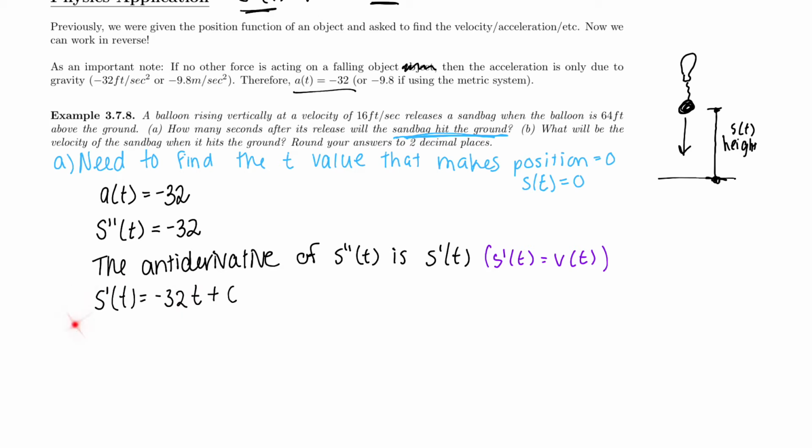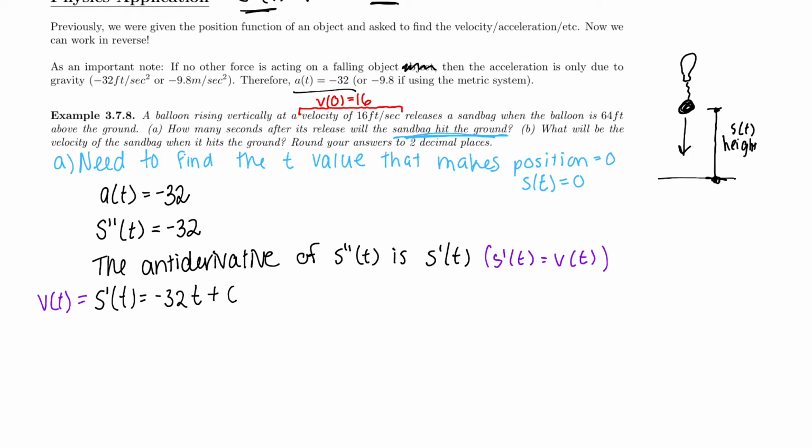Is there any information given to us about s prime of t, which, once again, is velocity? Well, in the very first sentence here, it says it's rising vertically at a velocity of 16 feet per second. And at the moment where it releases the sandbag, that is its rising velocity. So we know that at time equals 0 the velocity was 16. Does that make sense, that the velocity would be 16 when time is equal to 0?